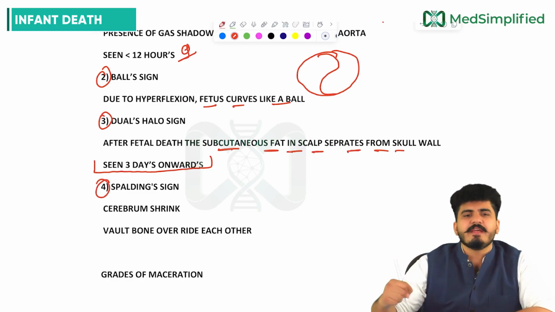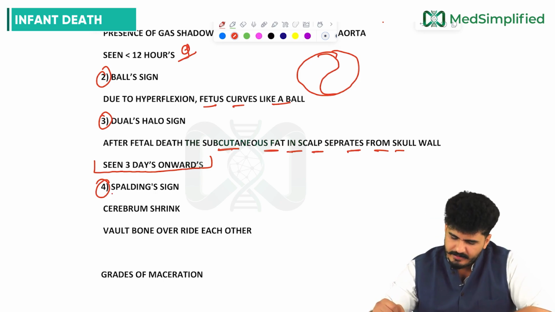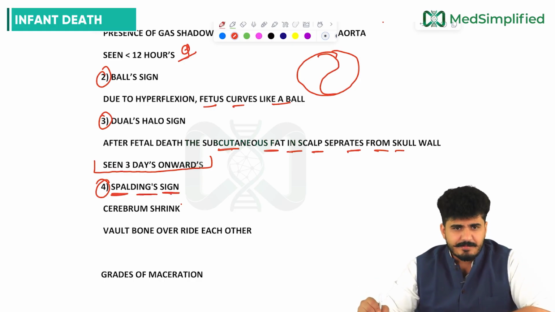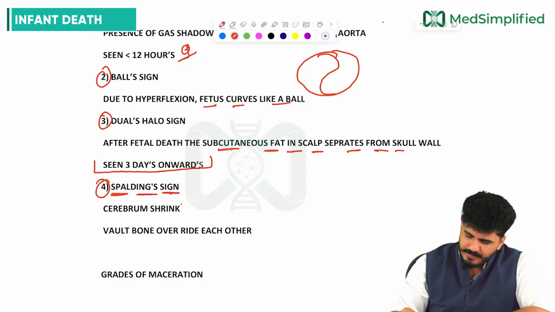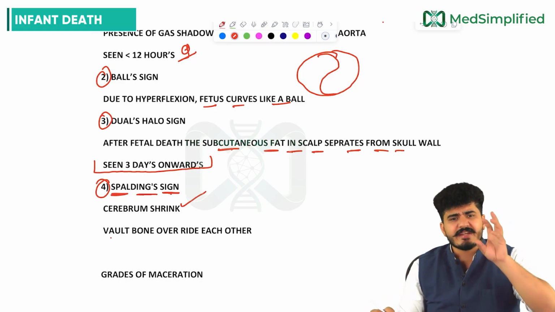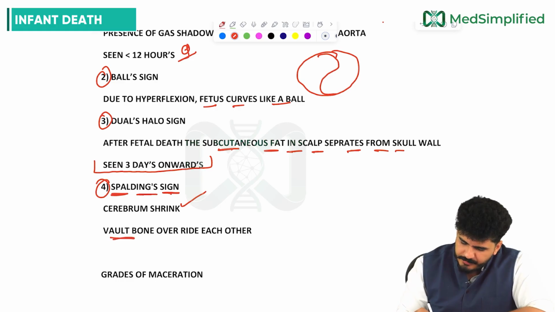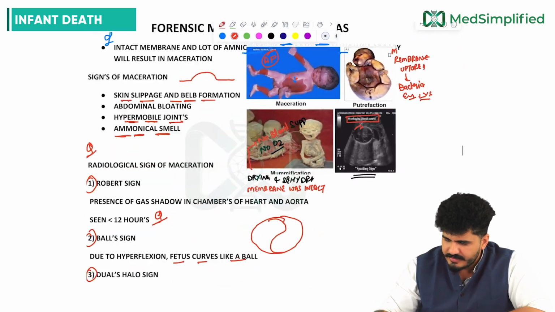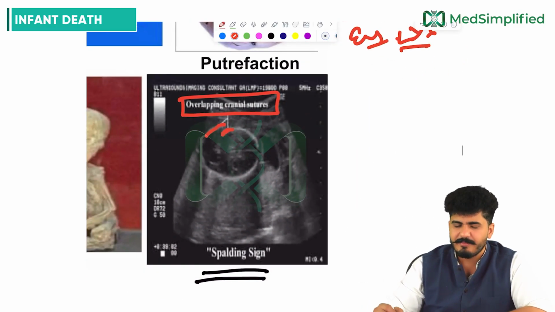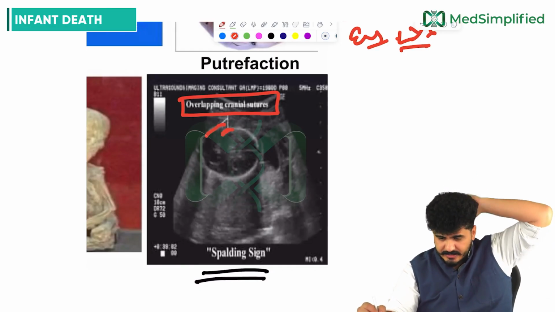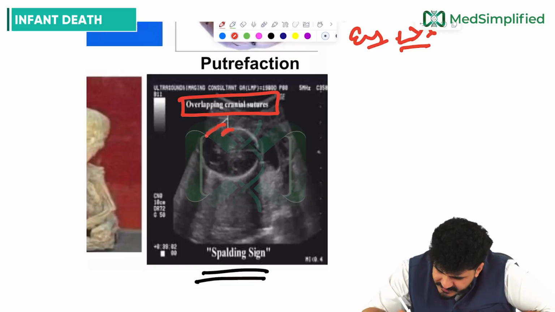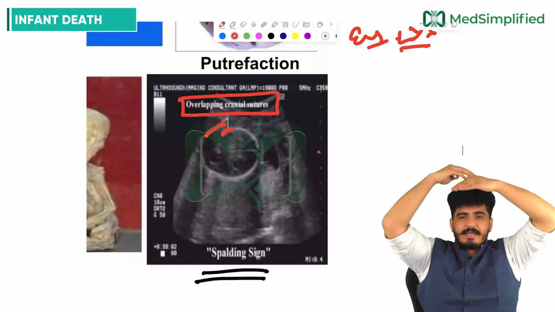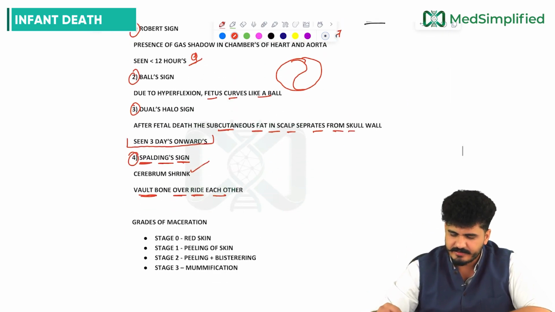The fourth sign we have to see is the Spalding sign. The cerebrum shrinks, my dear friends, and the vault bones override each other. The cerebrum is on the anterior side, the cerebellum on the posterior side. Due to shrinkage of the cerebrum, the cranial sutures and skull vault overlap each other, my dear friends. This is called the Spalding sign.